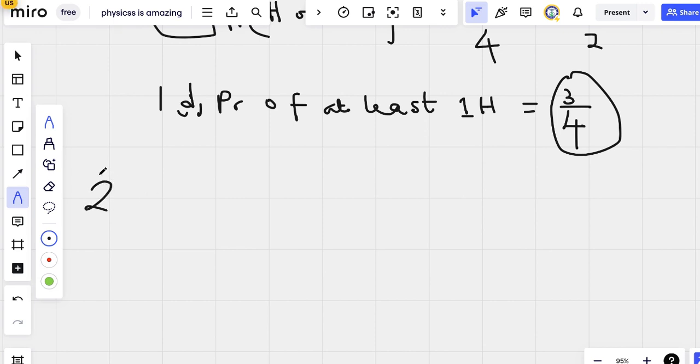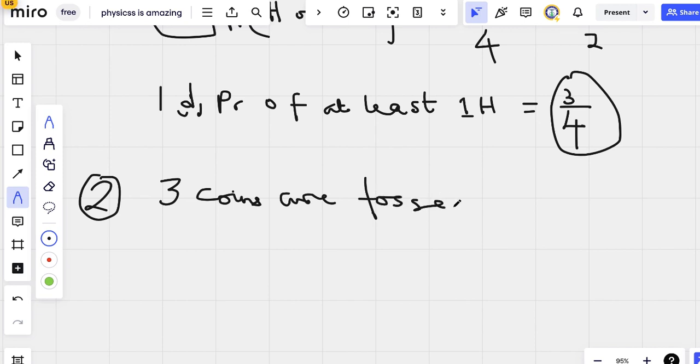Now we're done with question number 1. We say 3 coins are tossed once. Show all the possible outcomes. Show the outcome in a tree diagram or table. So here we use a tree diagram.